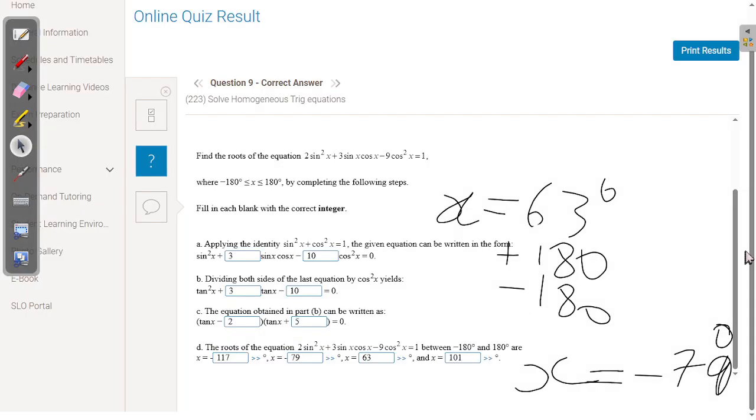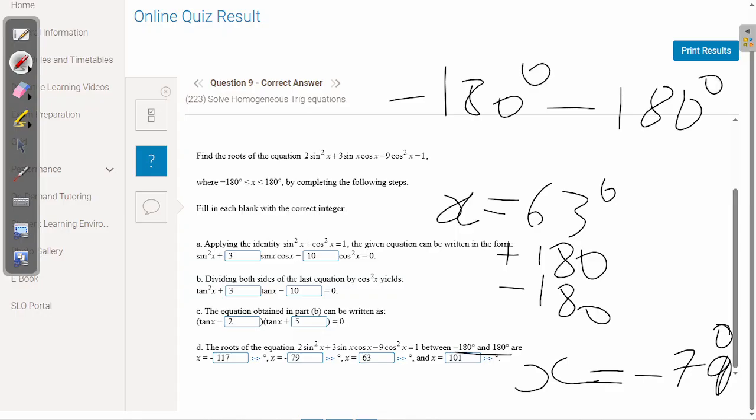As I was saying, when you have tan of x, you either add 180 or subtract 180 to get to the same angle. We're going to try both here, but you have to make sure that it's in between negative 180 and 180 degrees. So let's check.